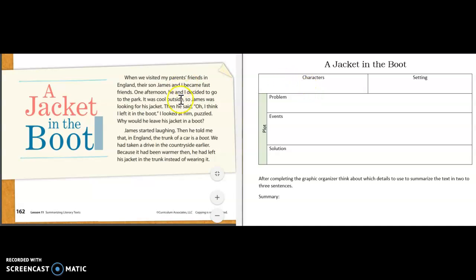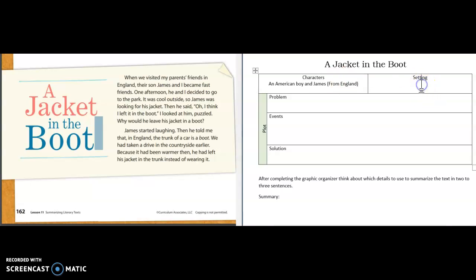Okay, so I'm going to pause on my reading for a moment because I like to stop after I read a paragraph and think about what I've read. So far I know who the main characters are, right? It's an American boy, and his name is, they really haven't told us yet, have they? Then we also have James, and he's from England, right? So he's an English boy.